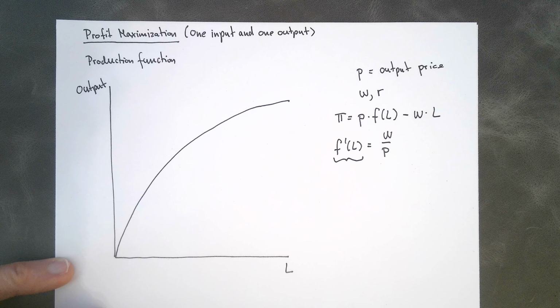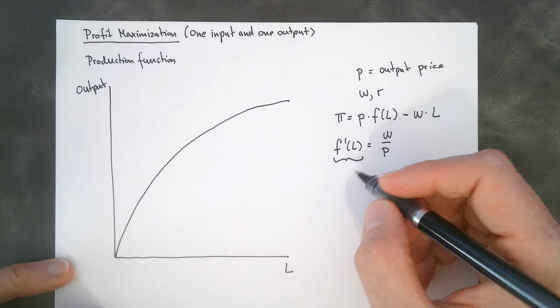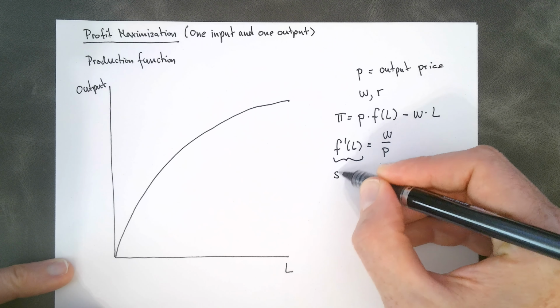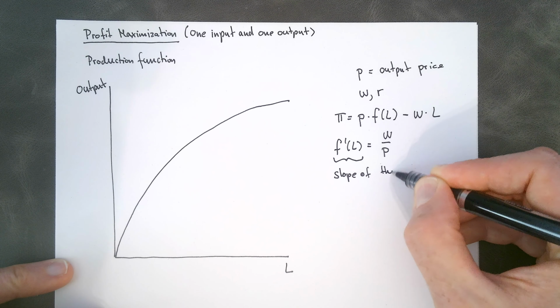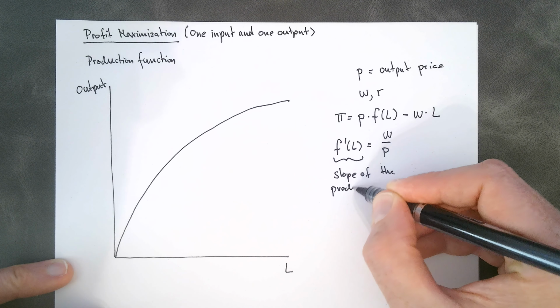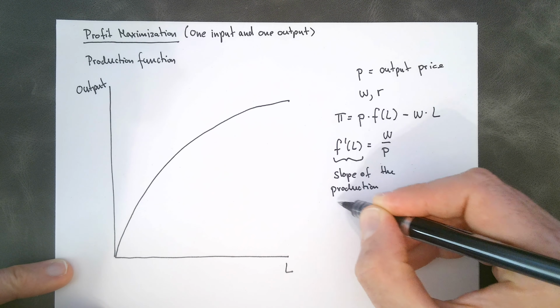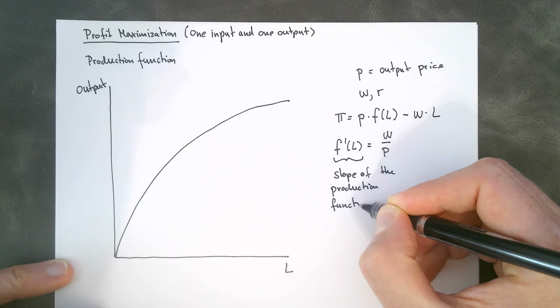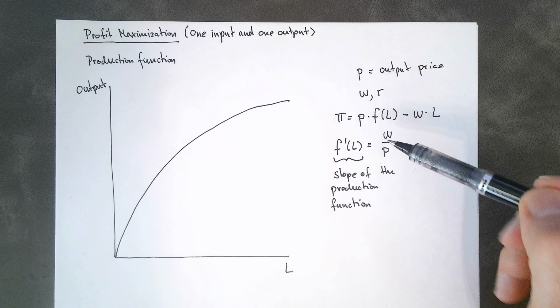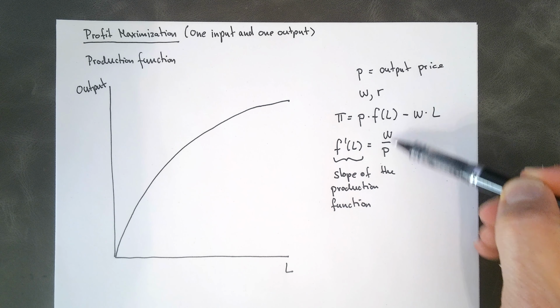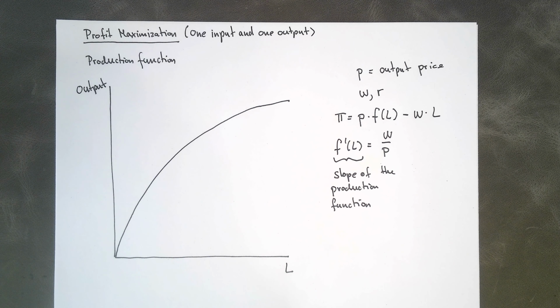where this is the marginal product of labor, or think about this as the slope of the production function, and W over P is of course the ratio of the input price, labor, over the output price.